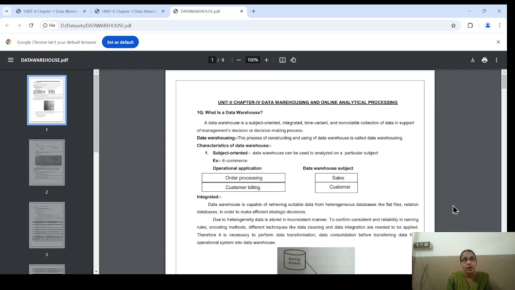The characteristics of a data warehouse are, first, subject oriented, which means it can be used to analyze a particular subject. Example, e-commerce. Here, in the data warehouse, the subjects are sales and customer, and the operational applications are order processing and customer billing.